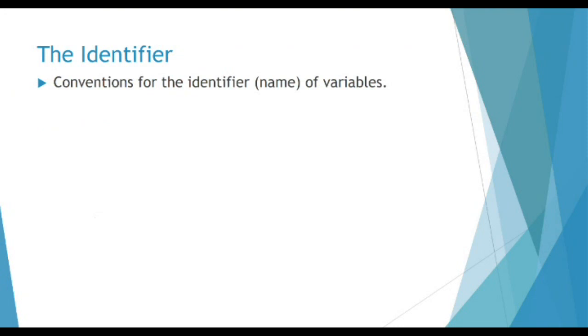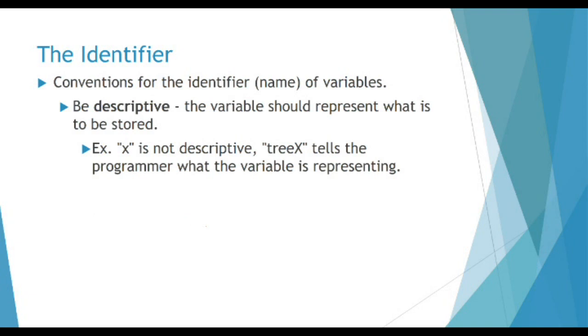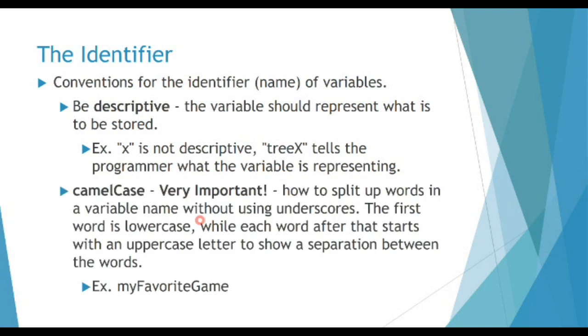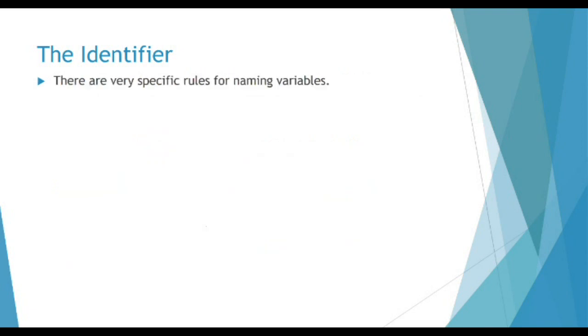Some conventions you should be using for the identifier, which is the name of the variables: they must be descriptive, so the variable should represent what is to be stored. So as an example, x is not descriptive, whereas treeX tells the programmer what the variable is representing. Camel case, which is very important, tells you how to split up words in a variable name without using underscores. So we do this for variables. The first word is going to be lowercase, while each word after that starts with an uppercase letter to show a separation between the words. So as an example, myFavoriteGame. Okay, the first word is lowercase, while every word after that starts with an uppercase letter.